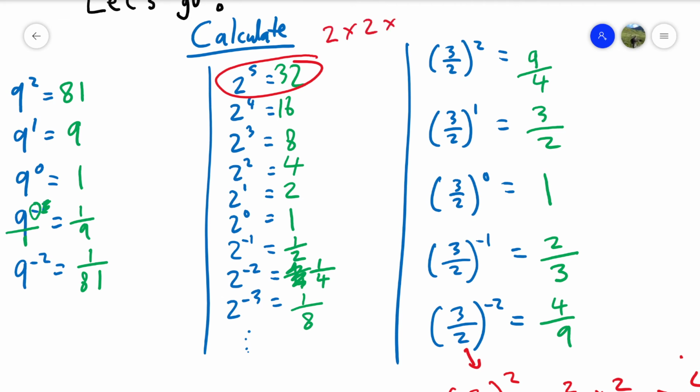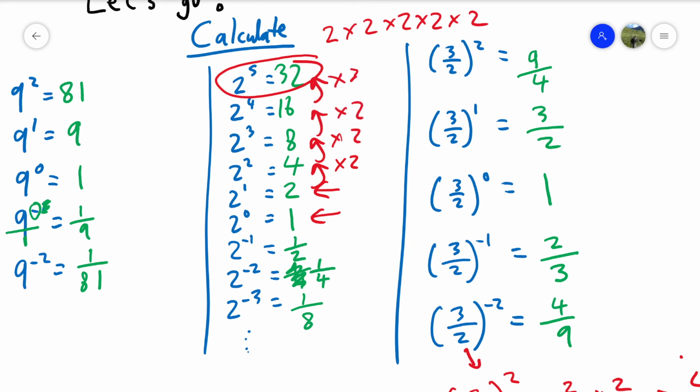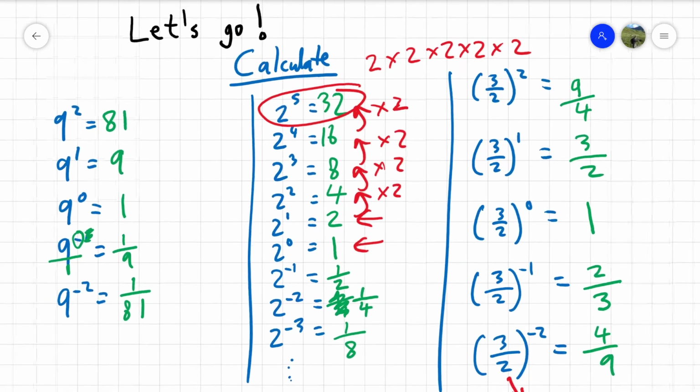2 times 2 times 2 times 2 times 2. Work out a system. I mean, we've got a system here, haven't we? We've got a 2, times by 2 to make 4, times by 2 to make 8, times by 2 to make 16, times by 2 to make 32. Let's be really, really careful.